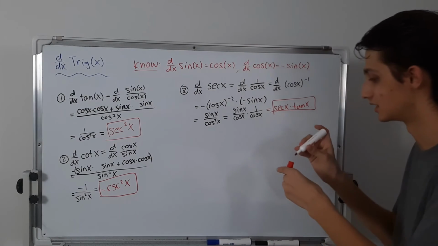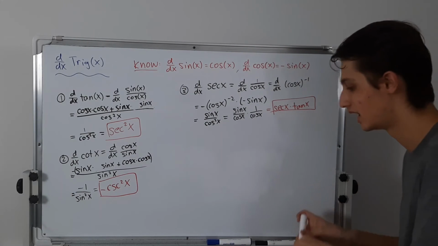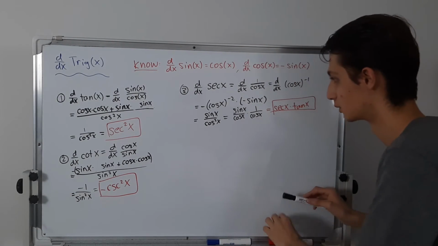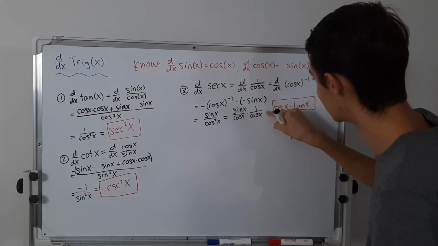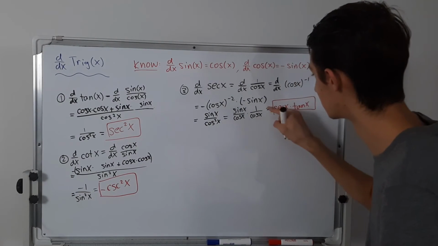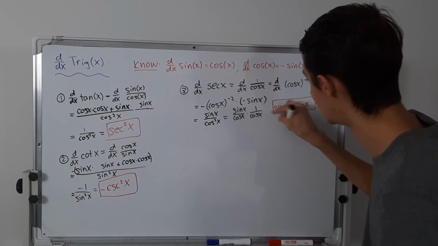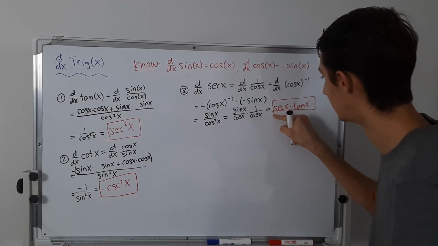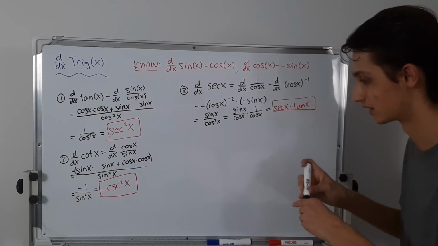We could have done tangent times secant, but it's typically secant times tangent. That's how you normally see it. I don't know why. And again, let me just change this back to a black plus sign. Sorry, I kind of cut it off a little bit there, but it's okay.